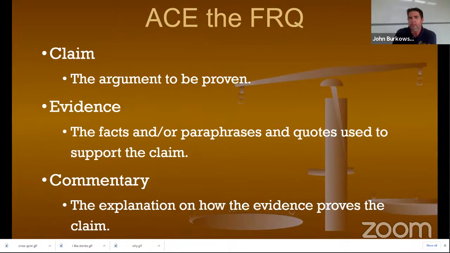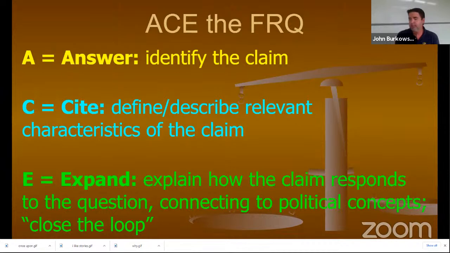This is where you will define and describe relevant characteristics of the claim. What about the claim? What about that? And then we get into E. This is the most important element, the most important component of ACE. This really will apply to when you have to explain. And I'll break that down for you. I'll make you understand. But here's where expand.